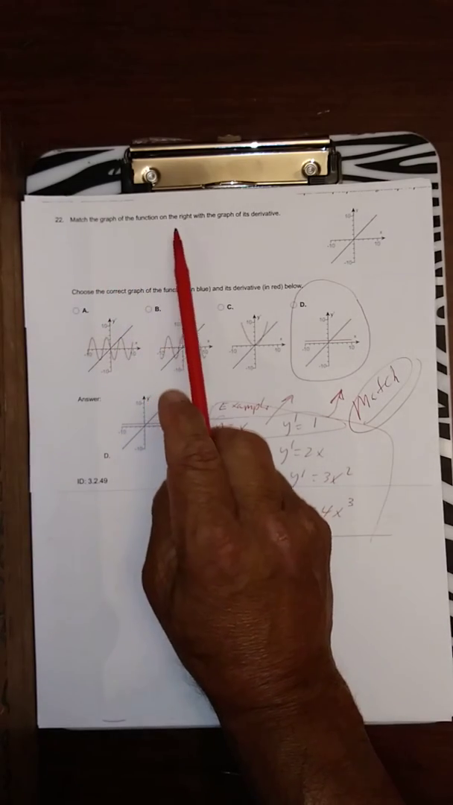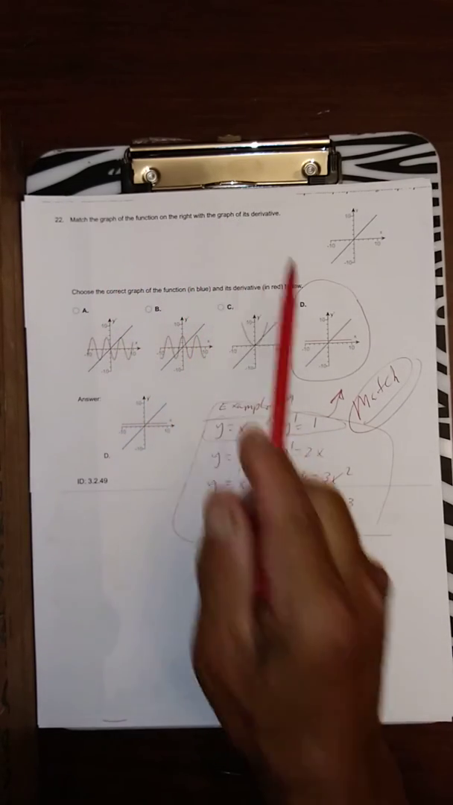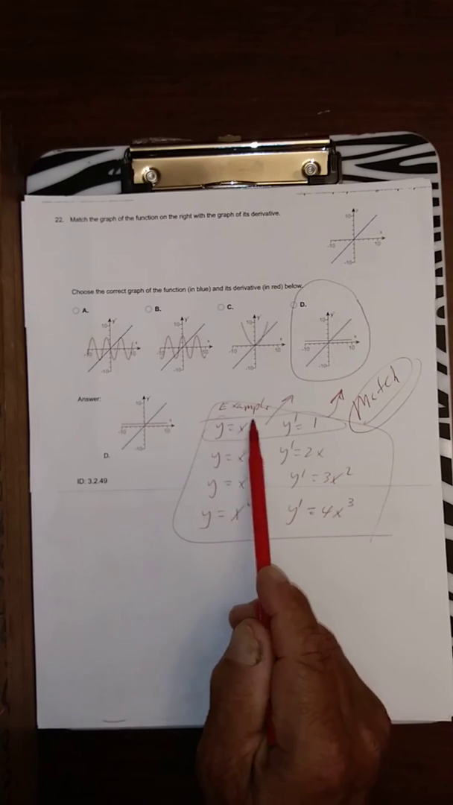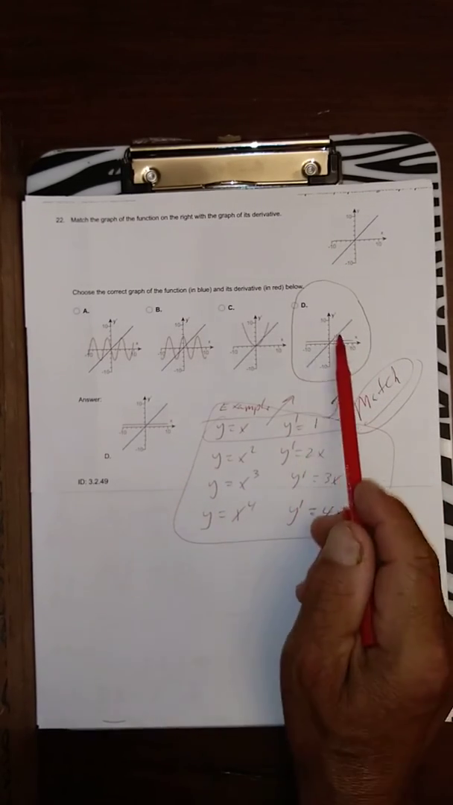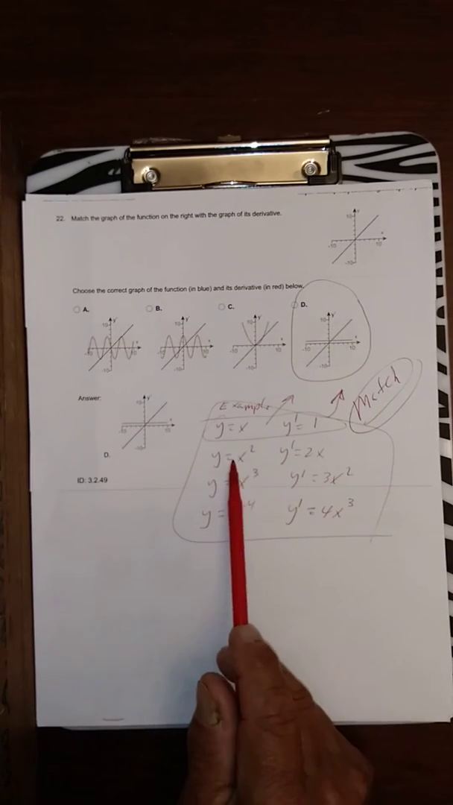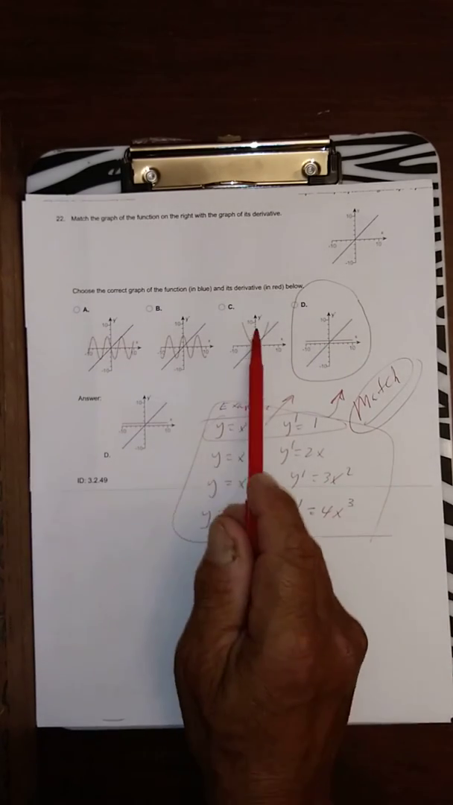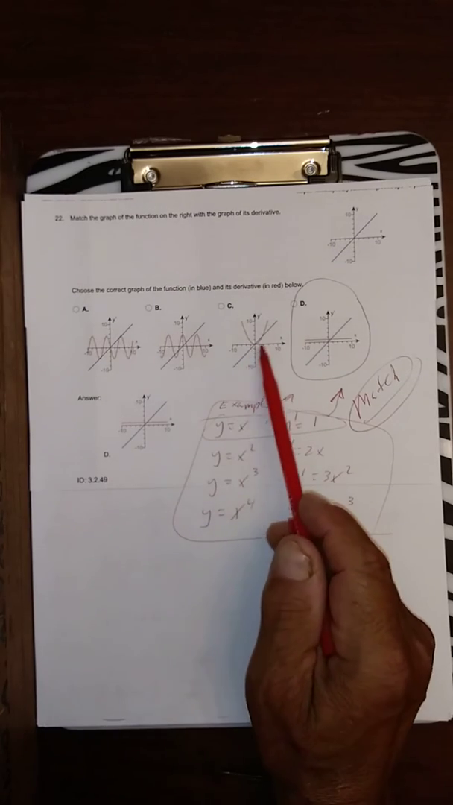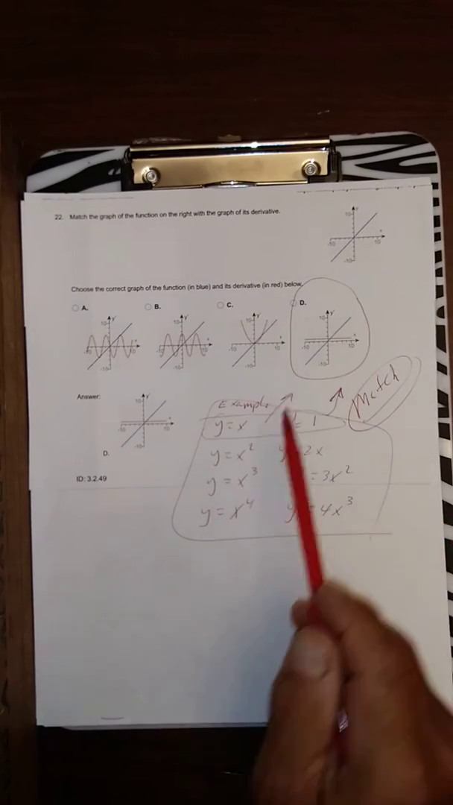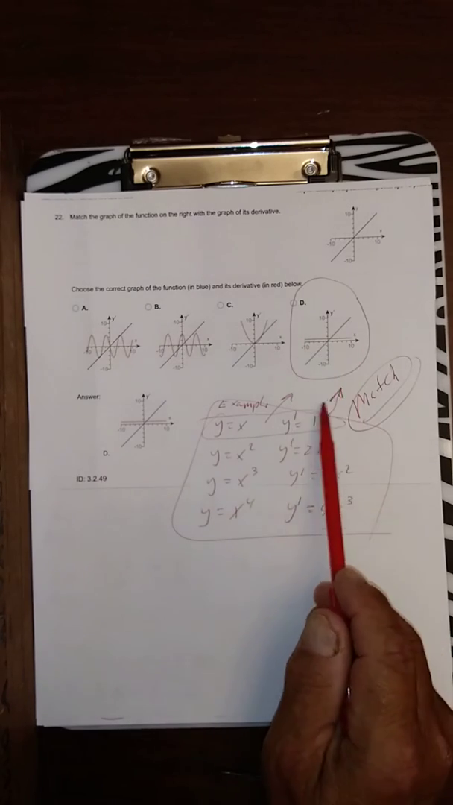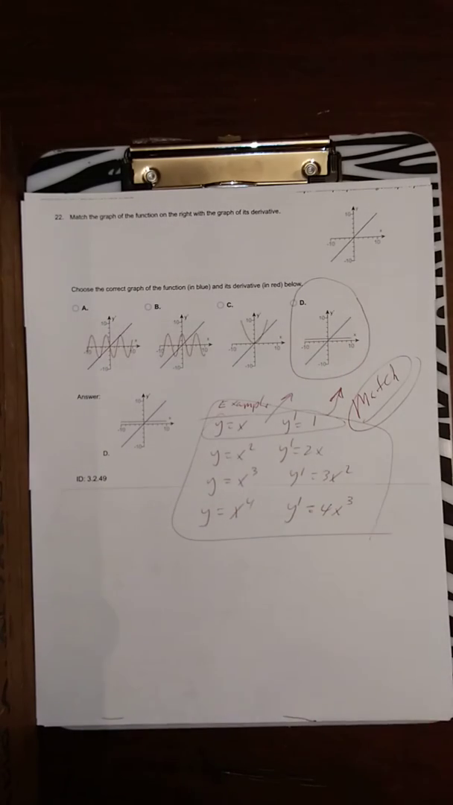Match the graph of the function on the right with the graph of the derivative. Alright, if y equals x, it will be a line like this, then y prime will be 1, which is that one. And if it was a square, it would be this. And 2x would be that one. No, no, no. That's the one. Because y equals x is this line. Y prime is 1, a constant. That's it. That matches it.